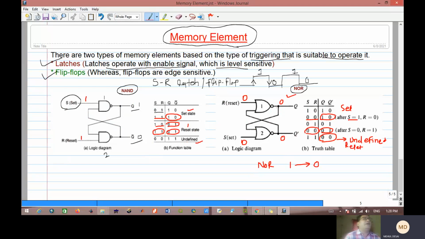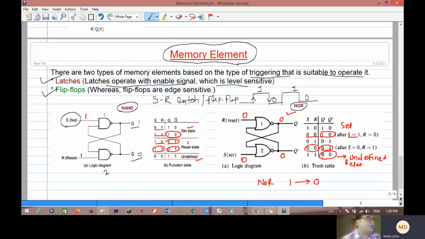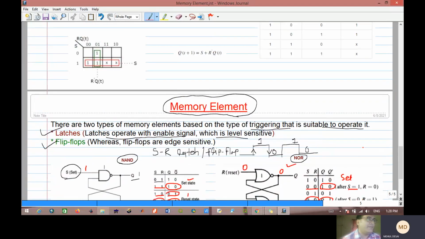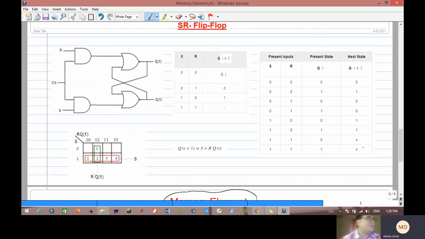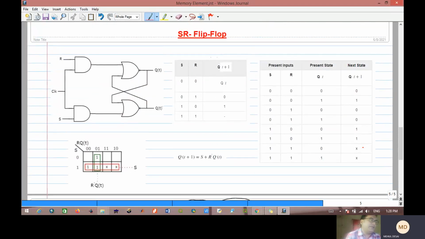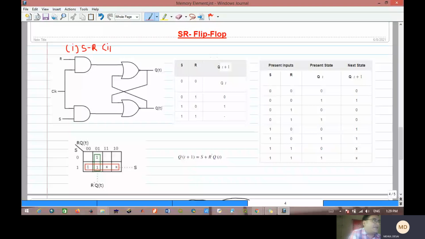Okay, so this is the basic memory element which stores 1-bit information at a time. Now based on that memory element, there are different types of flip-flops. First flip-flop is SR flip-flop, second one is JK, third one is D, and fourth one is T flip-flop.